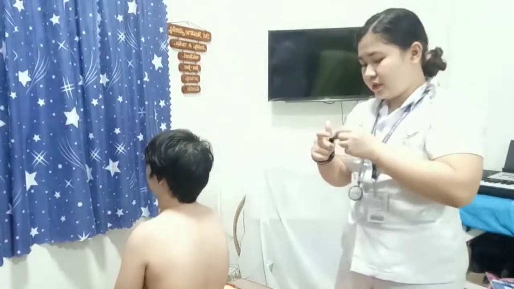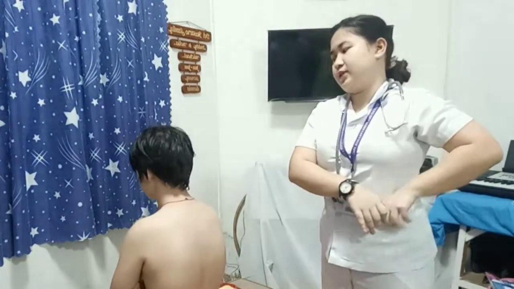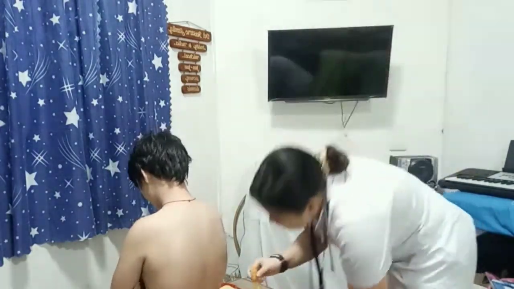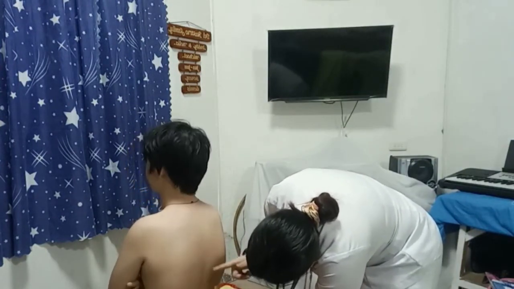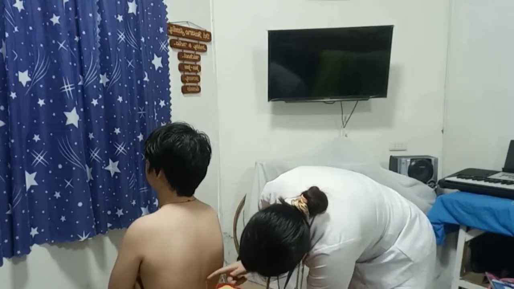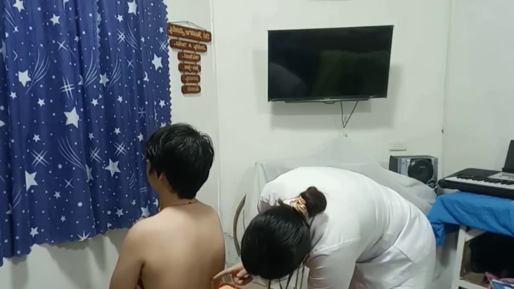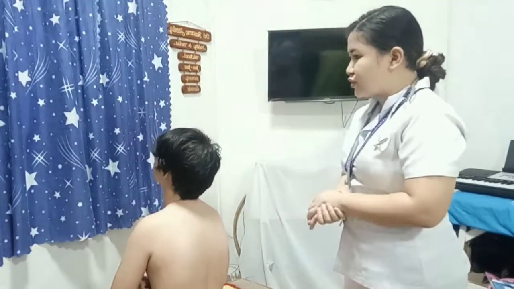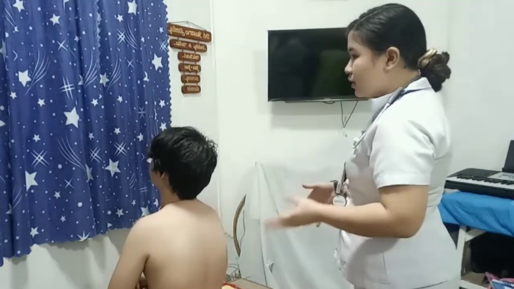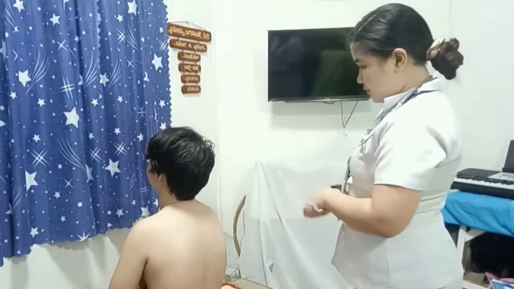Okay, so now I am going to measure your diaphragmatic excursion using a ruler, okay? Okay, so I can observe that there is an even excursion. So your left diaphragmatic excursion is 7 centimeters while your right excursion is 5 centimeters. Okay? So now I will be auscultating the posterior thorax breath sounds and voice sounds.